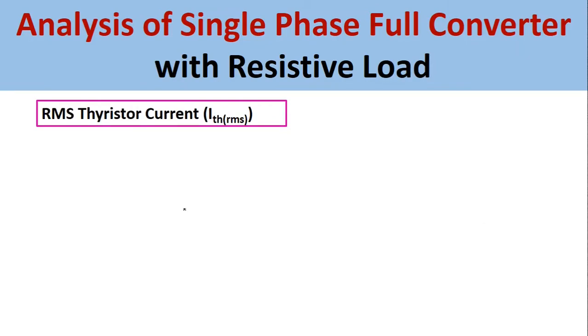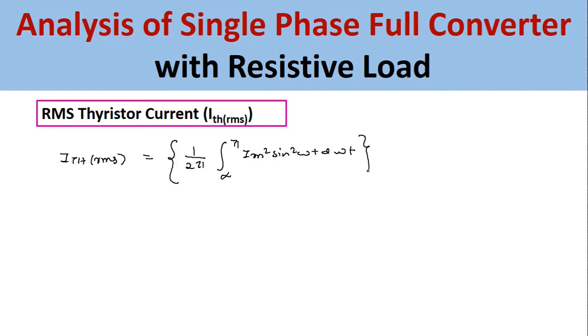Now we will derive RMS thyristor current for single phase full converter with resistive load. It is given by ITH RMS, which is equal to (1 upon 2 pi integration from alpha to pi Im square sine square omega t d omega t) to the power 1 by 2. Now this equation can be written as 1 upon 2 pi integration from alpha to pi. This Im square will come out, and in the integration sign we have sine square omega t d omega t, to the power 1 by 2.